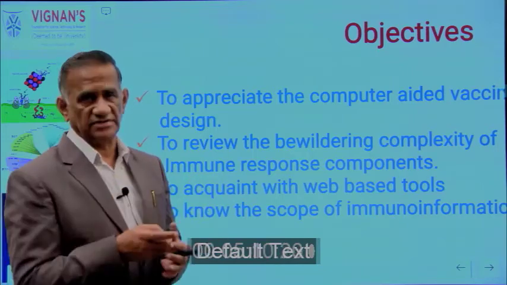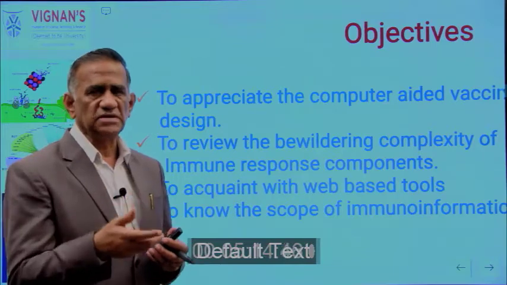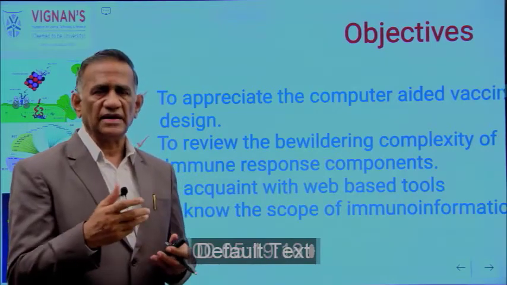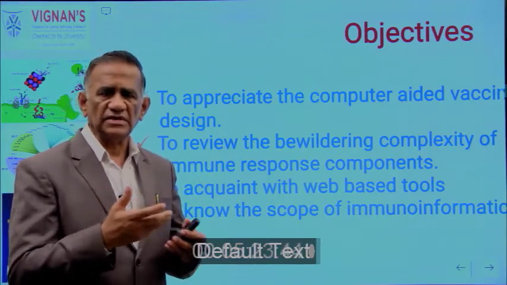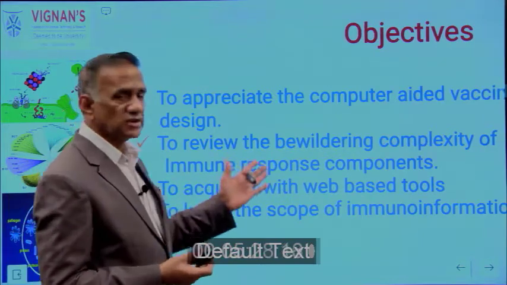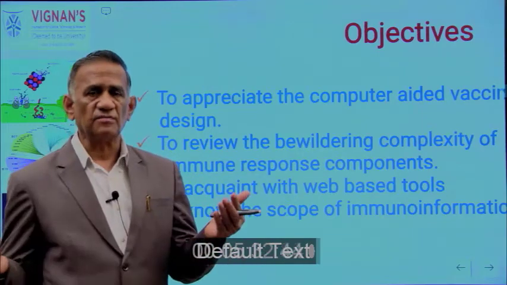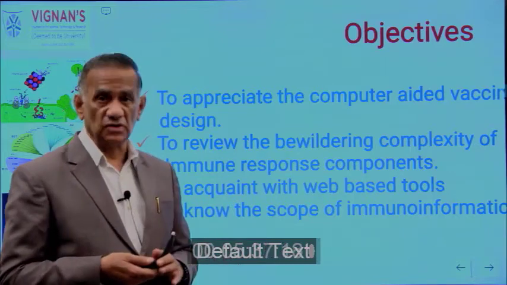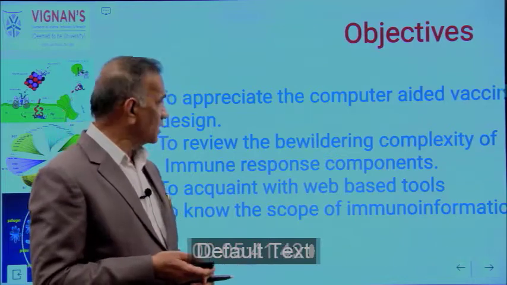Once there is an immune response, the B cell clonotypes and T cell receptors, and again sequential epitopes and conformational epitopes, like this, good many of all these things will appear. So that's what immune response components are. After the response arises, these are all the components which we have to evaluate. Then to acquaint with web-based tools that are useful for immunoinformatics, and again to know the scope of immunoinformatics.